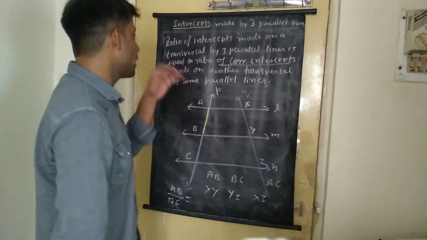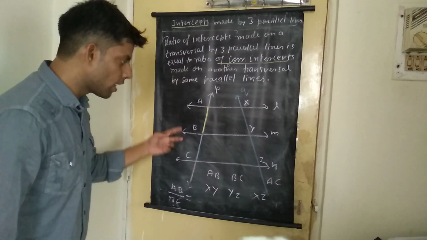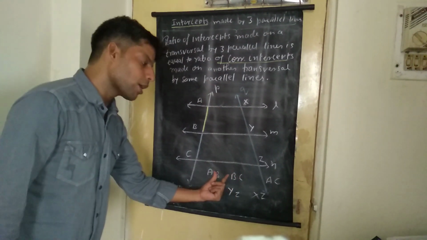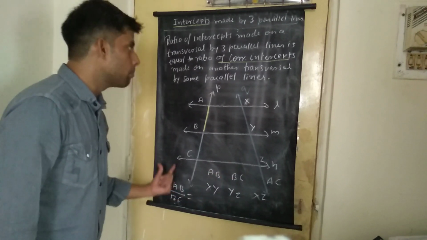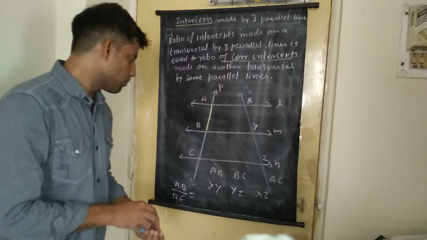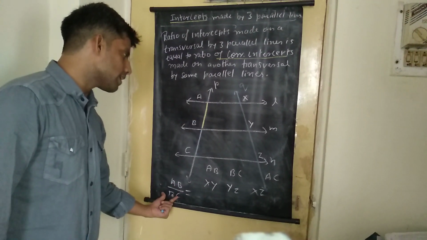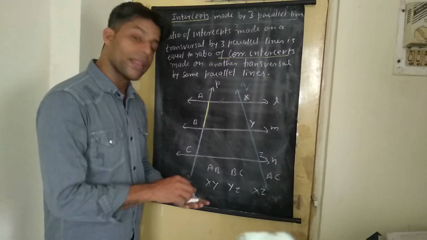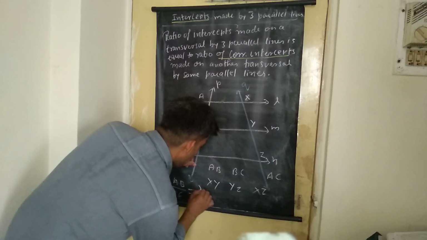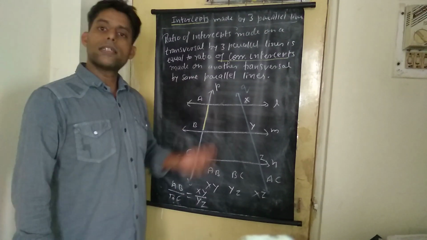So as per the statement, ratio of intercepts made on a transversal, we took the ratio of one pair of intercepts, that is AB upon BC, which will be equal to the ratio of the corresponding intercepts. Now the corresponding intercept of AB is XY, the corresponding intercept of BC is YZ, and the ratio will be XY upon YZ. That's it.